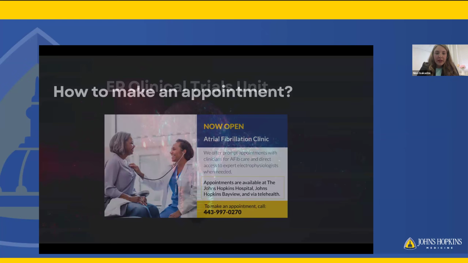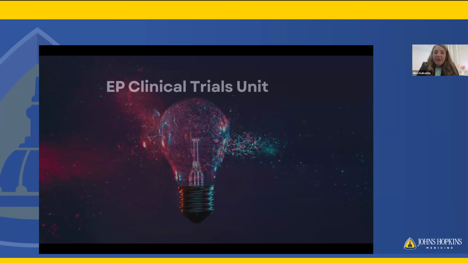We also have, in the electrophysiology department, a clinical trials unit where we have the opportunity to offer patients the latest and greatest technology and new ideas of how we can improve atrial fibrillation management. So we offer patients who are eligible for different studies to participate if they are a good fit.